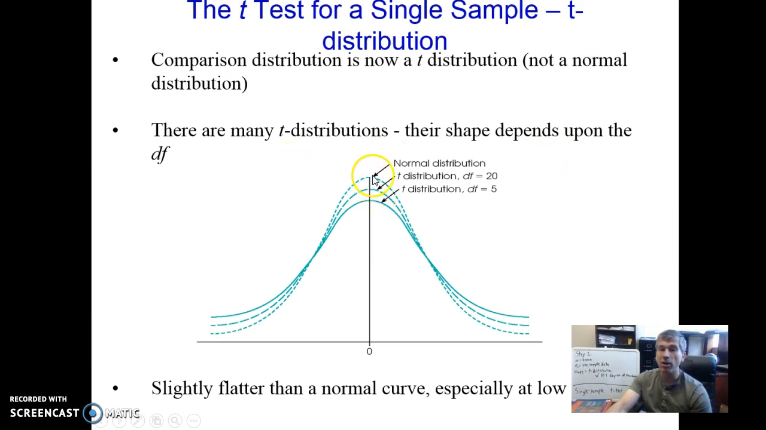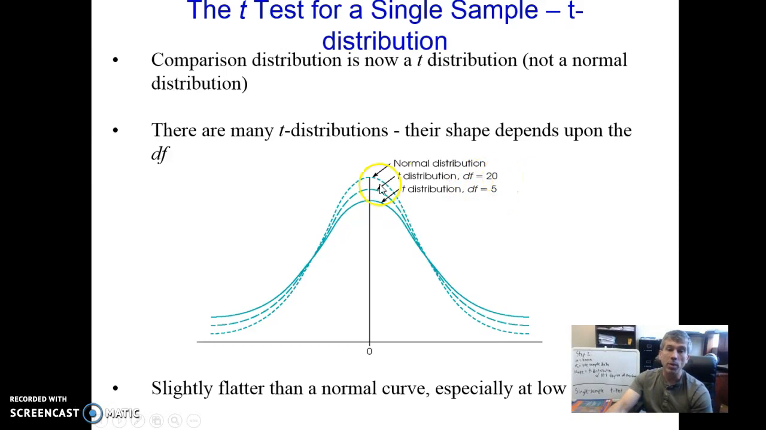Up top, the dotted line here is our normal distribution. Then we see two t-distributions, one for a medium size but still small sample. How many people in this sample? You can just add 1 to it. 21 people in that sample, 20 degrees of freedom. 6 people in this sample, 5 degrees of freedom.